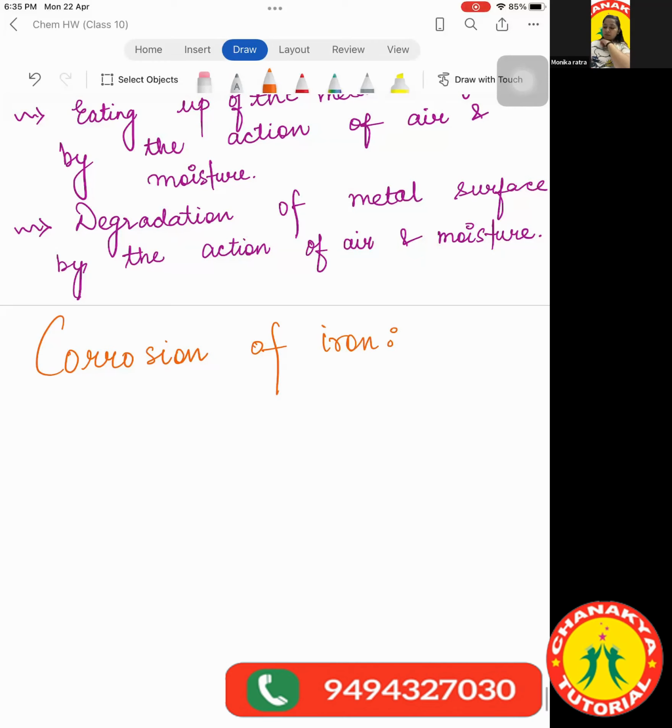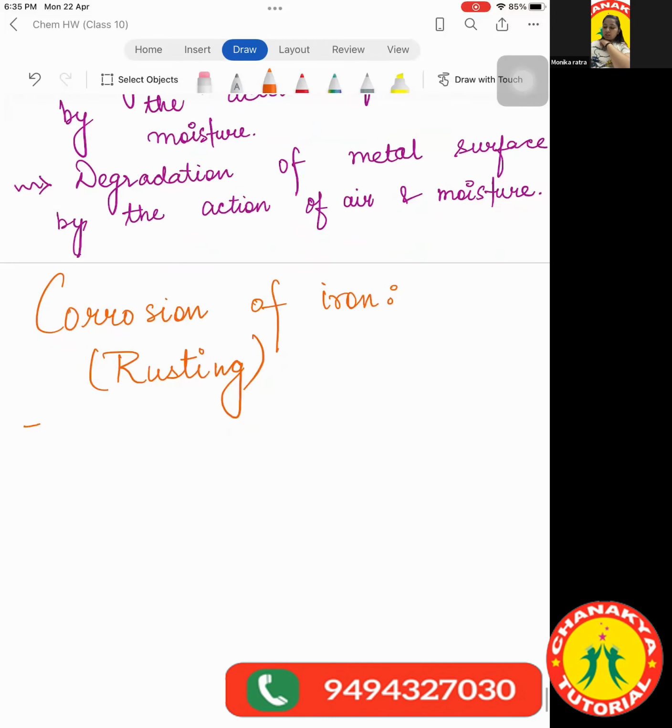So what happens during the corrosion, and it is also very important, it is known as rusting. Specifically for iron's corrosion, we write the word rusting. Now, what is the reaction? So iron reacts with oxygen, and I will explain each and everything before you people ask the doubt. I will clear it, but first let me finish writing the equation.